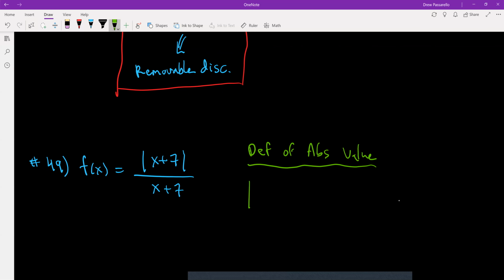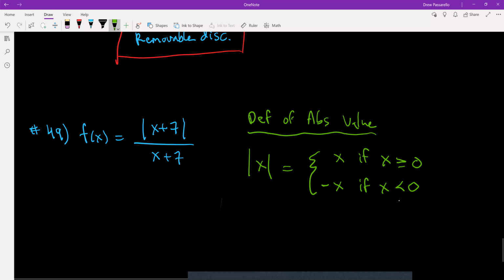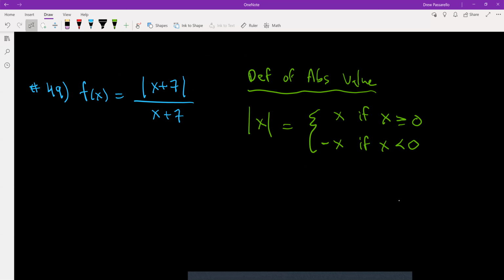So if I have the absolute value of x, that's a piecewise function. It's equal to x itself if x is greater than or equal to 0, or it's negative x if x is less than 0. So there's two conditions. Now, if I just talk about f of x equals absolute value of x over x, depending on which case I'm going to be in.